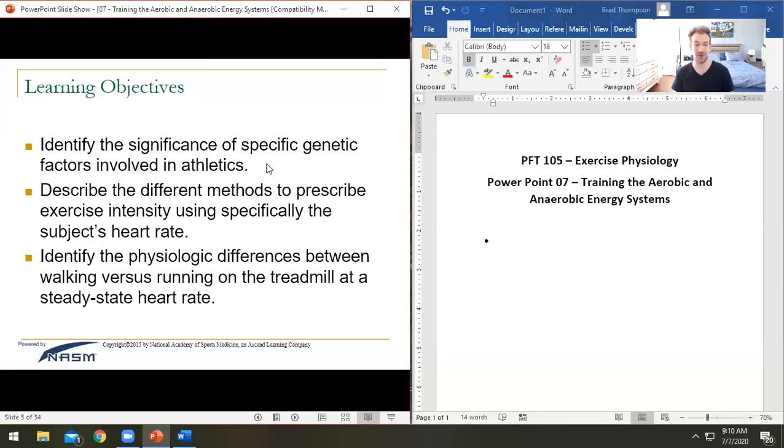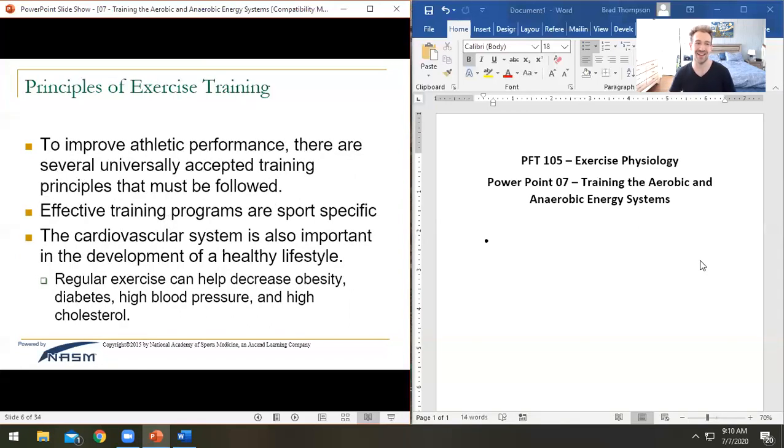The difference between running on a treadmill, steady state versus interval training. Yeah, of course. All right.